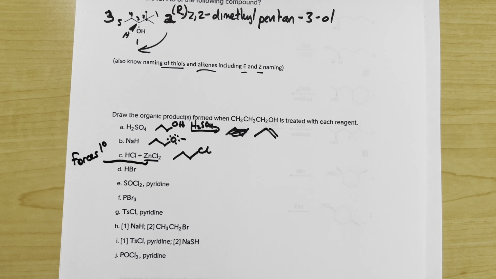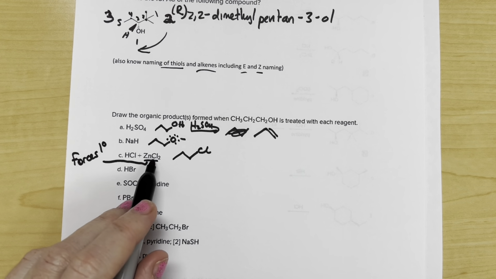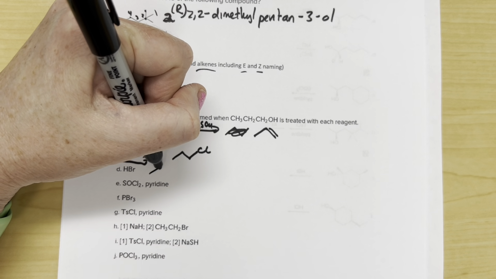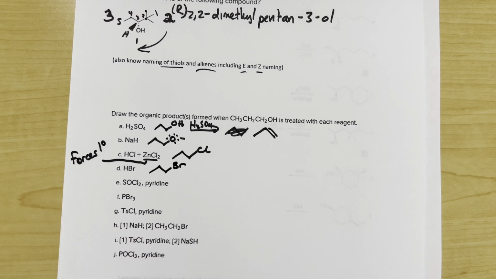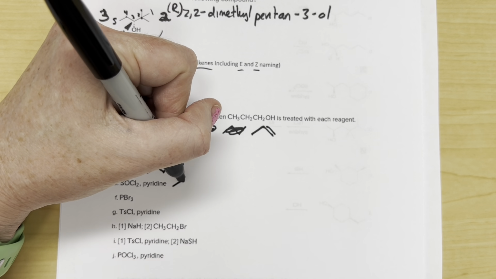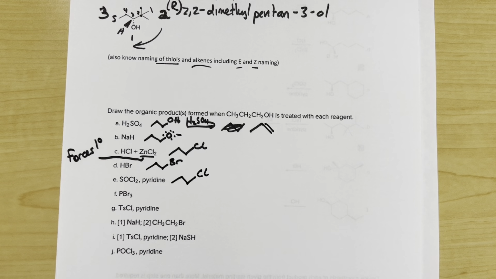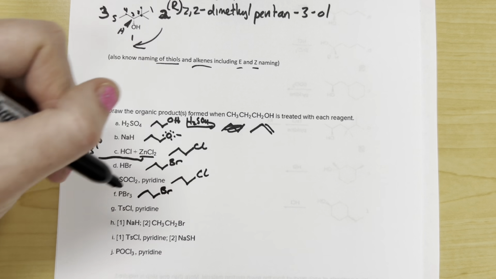All right, then we can move on to the next one. We've got HBr. This we didn't need to add ZnCl2. We didn't need anything to force it. It can just go. We get Br. For SOCl2 and pyridine, this is another way to put a chlorine on a primary. For PBr3, we're putting a bromine on it.